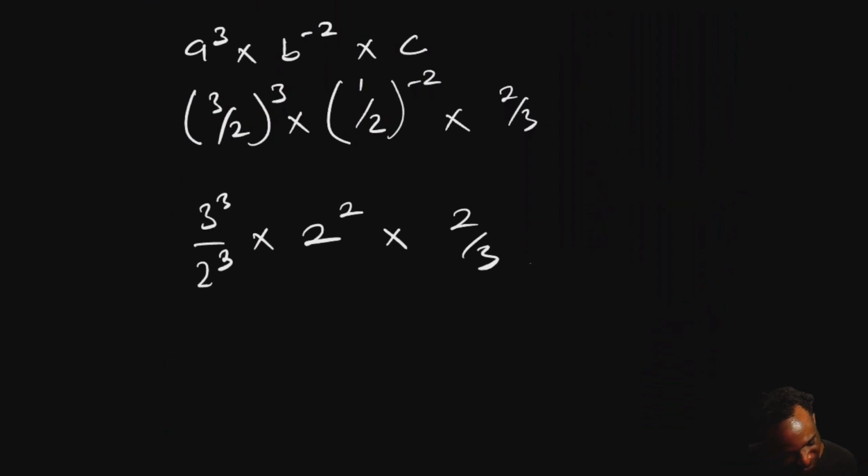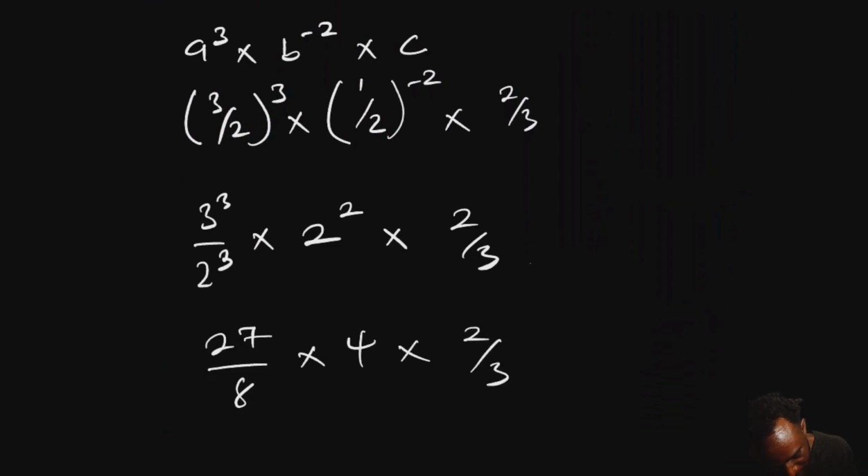So, you know what? I think we could do it in a more interesting way. We could also put them together, factorize them again, and use the laws of indices to play around with it. But maybe it's better if you just write the answer straight away. So 3 raised to the power 3 is 27. 27 divided by 2 raised to the power 3 is 8, times 4 times 2 over 3. So in this case, you can just go ahead and divide.